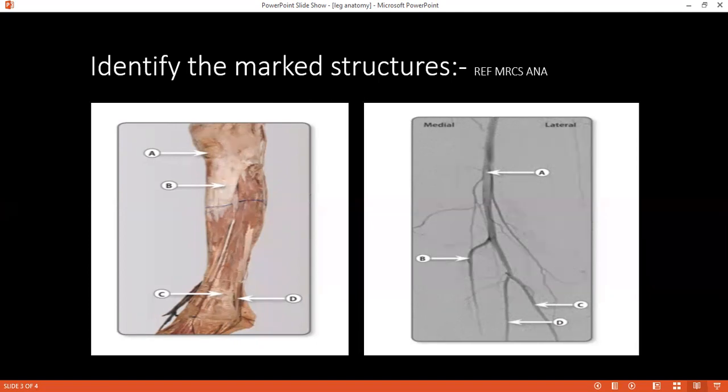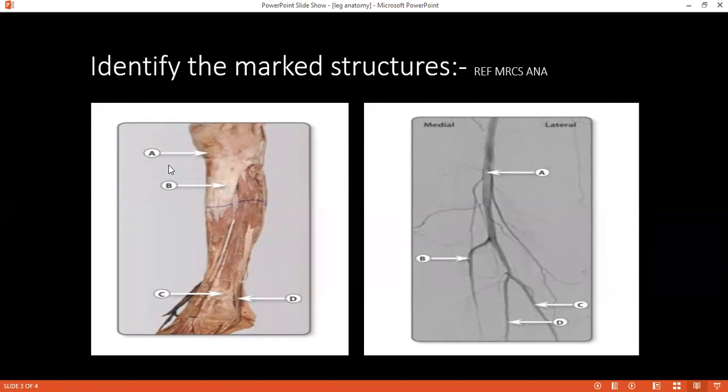Can you please tell me the cutaneous supply of the saphenous nerve? It runs along the medial aspect of the foot. It supplies the entire medial aspect of the lower leg. If we have to talk about the dermatome S1, which area would that be? It would be the area supplied by the saphenous going all the way.